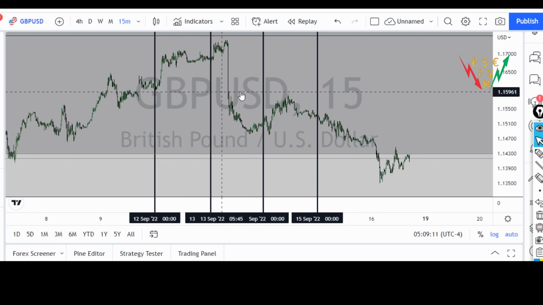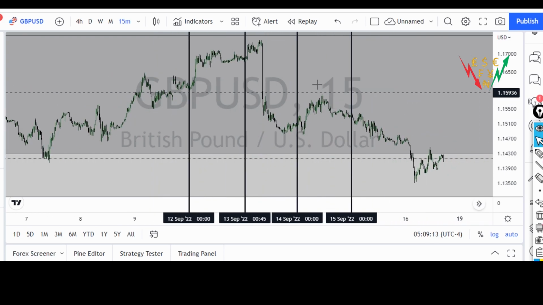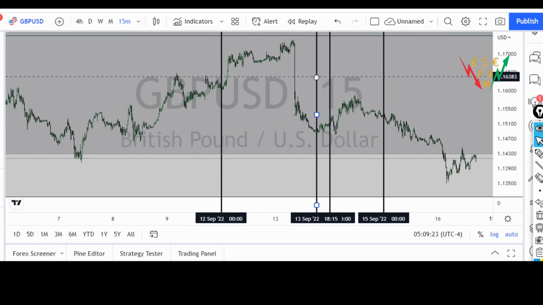So these are the areas of price we want to look at, right? Now, this is 1 day of price action. This is another day of price action. And guys, this is also a different day of price action. And guys, one can actually trade this market.